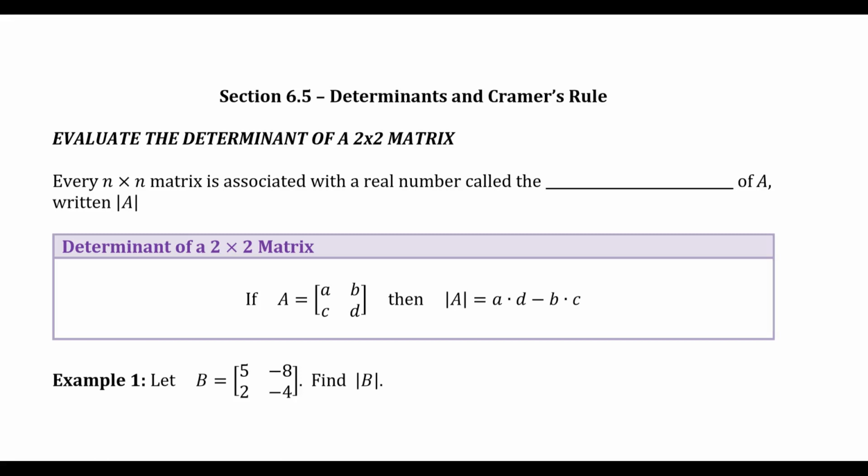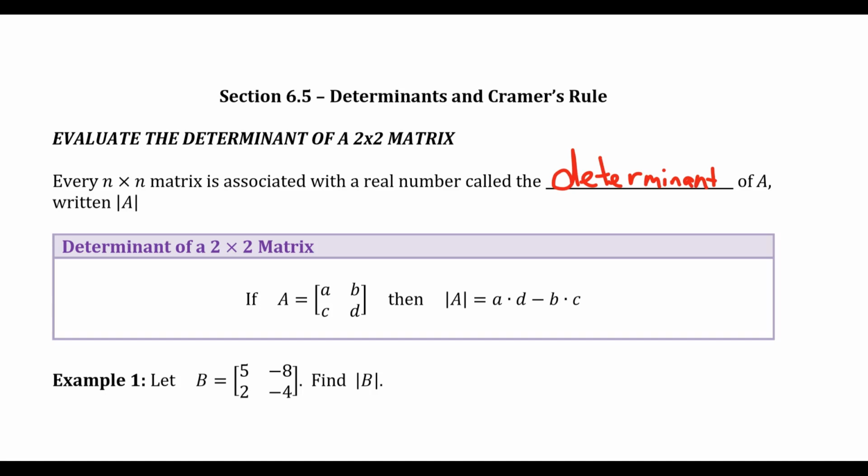So in this video, we're going to introduce determinants. We use matrices for determinants. Every n by n matrix is associated with a real number called the determinant of A, written with these straight bars around A. This does not mean absolute value. Whenever you have a capital letter in there, that means a matrix, and these straight bars represent the determinant.